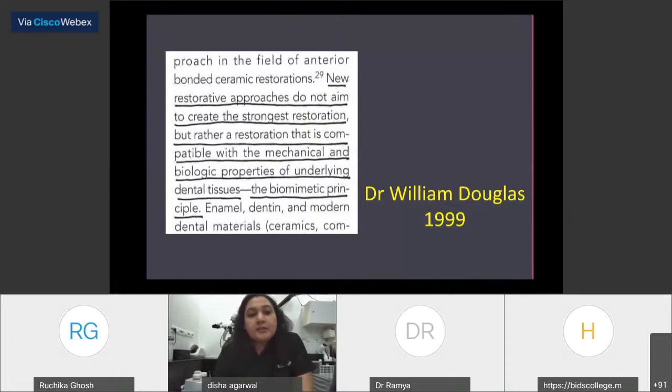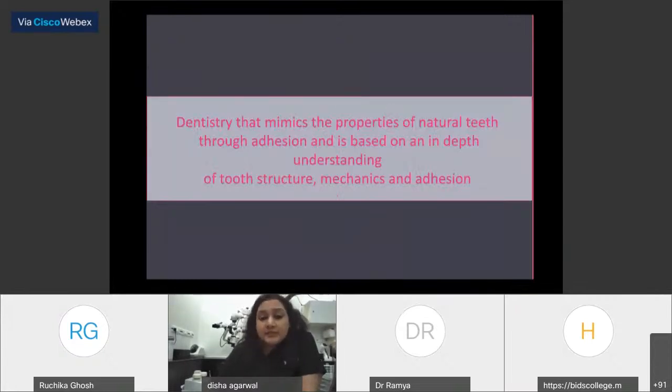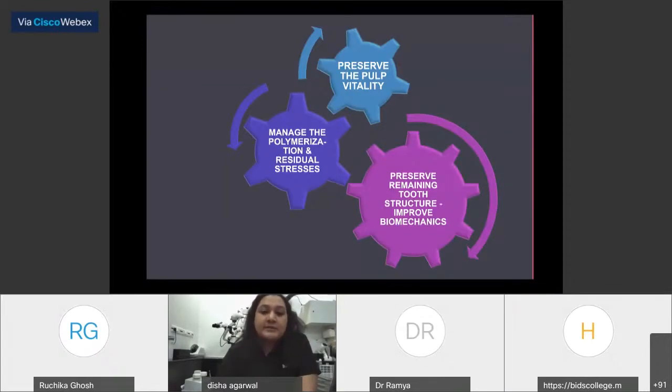So what is biomimetic? New restorative approaches that do not aim to create the strongest restoration, but a restoration that is compatible with the mechanical and biological properties of the underlying dental tissues. This is your biomimetic principle. It was introduced by Dr. William Douglas in 1999. Dentistry that mimics the properties of natural teeth through adhesion, and is based on an in-depth understanding of tooth structure, mechanics, and adhesion, is what is your biomimetic dentistry.